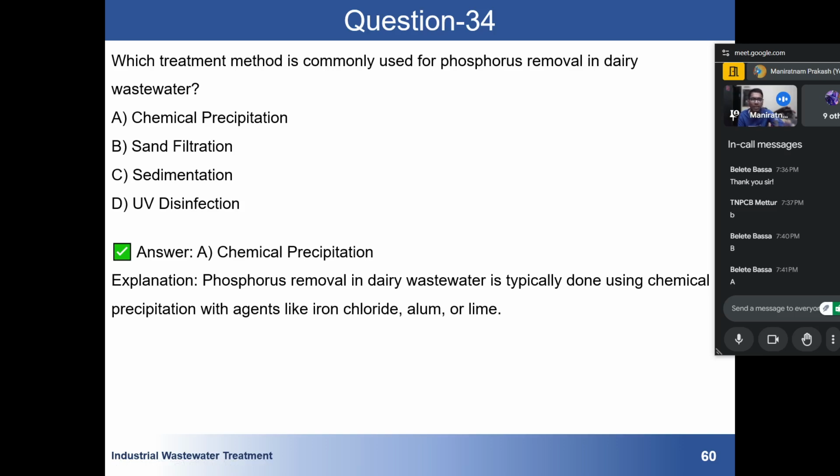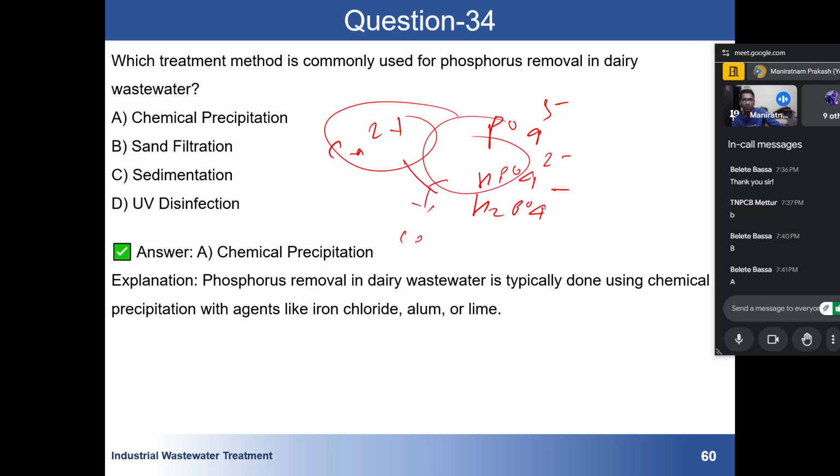There are several processes, but iron can react with phosphorus and they can precipitate. Similarly, aluminum and lime, in the form of calcium, generally form calcium phosphate solids that are very stable. Calcium is plus 2, and depending upon the pH, phosphate will be in different forms: either PO4 3 minus, HPO4 2 minus, or H2PO4 minus.